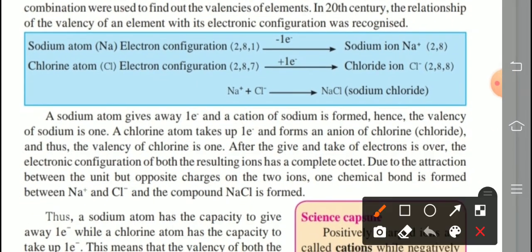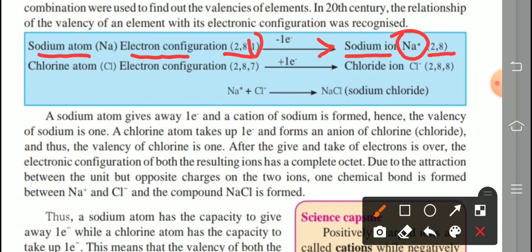Now see that example. In case of the sodium atom, the atomic number is 11, meaning 11 electrons are present. So what is the electronic configuration? 2, 8, 1. So in the last orbit, one electron is present. If that one electron is removed from the sodium atom, what is formed? Sodium ion, that is Na+. After losing one electron from its outermost orbit, the electronic configuration is 2, 8. That means 8 electrons in the outermost shell, so the octet of the sodium ion is completed.